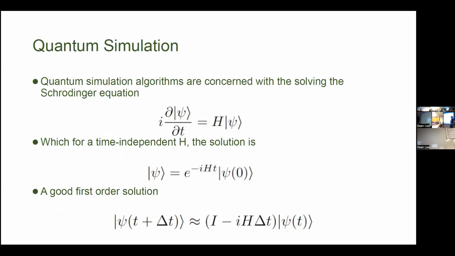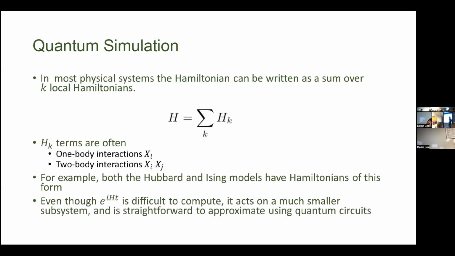So that was the first problem we studied, and now I'll talk about the second problem, which has to do with quantum computing. Say you want to do some quantum simulation on a quantum computer, solving the Schrodinger equation for a time-independent Hamiltonian. You could do a first order approximation, but that won't get you that far, especially since most of the Hamiltonians we study are K-local Hamiltonians. What I mean by that is there are 1-body interactions, 2-body interactions, and so on, like the Hubbard or the Ising model. Even though the matrix dimension is difficult to handle, it acts on a much smaller subsystem, and it's pretty straightforward to approximate on a quantum computer.